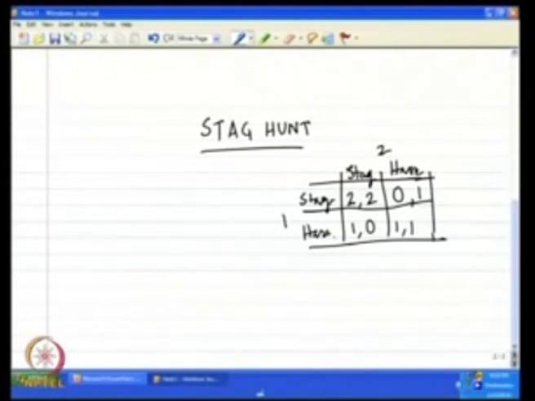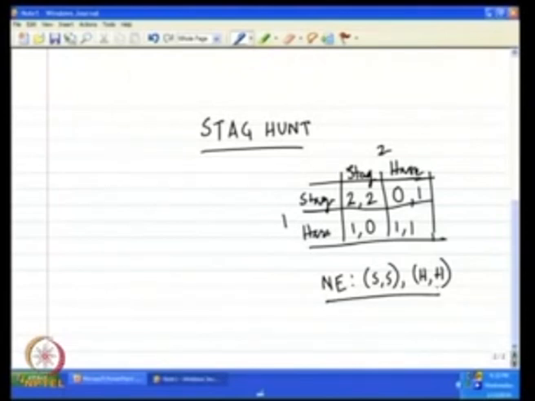We have seen that if we apply the criterion of Nash equilibrium in this game, there will be 2 Nash equilibria. One is stag-stag, that is both hunting the stag, and the other is hare-hare, both individually going after hares. Stag-stag is an equilibrium because nobody will like to go after a hare, because if one goes after a hare, then that player will be able to catch a hare, but that is worse than getting half of the stag. So this was the story.